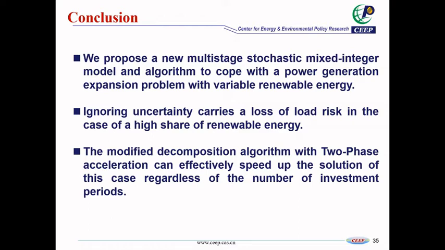When considering the stochastics, the three northern regions need to build more thermal power units as peaking resources. The resulting excess power can be observed through a great inter-regional power transmission. Furthermore, ignoring uncertainty carries a great loss of load risk with more renewable energy, depending upon how this is priced. The deterministic solutions are more expensive in welfare terms.